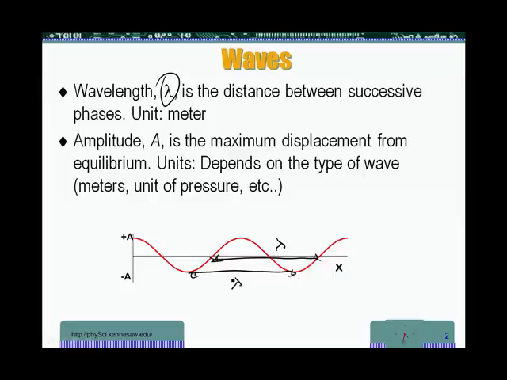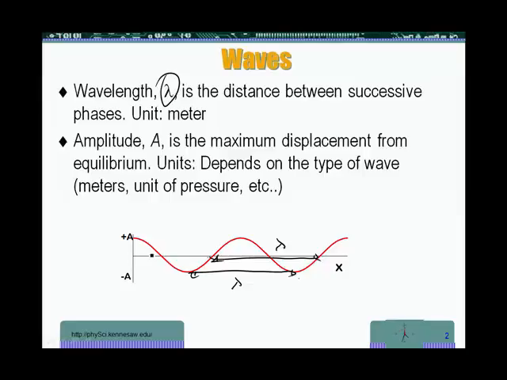Another quantity that we usually talk about when we talk about waves is the amplitude of the wave. The amplitude of the wave is the height of the crest or the depth of the trough, which is the maximum displacement of the medium of the wave, whatever that medium is. If it is a water wave, it would be water. If it is a spring, it's going to be the spring. It's the maximum displacement from equilibrium.